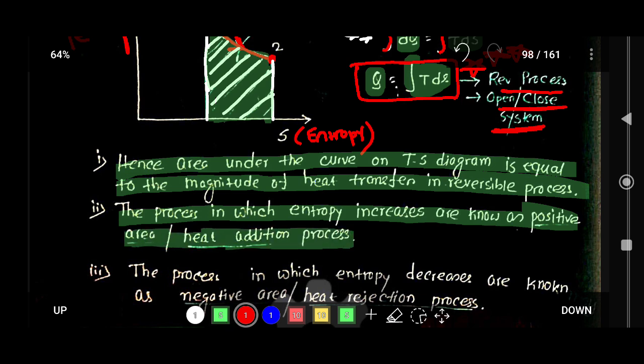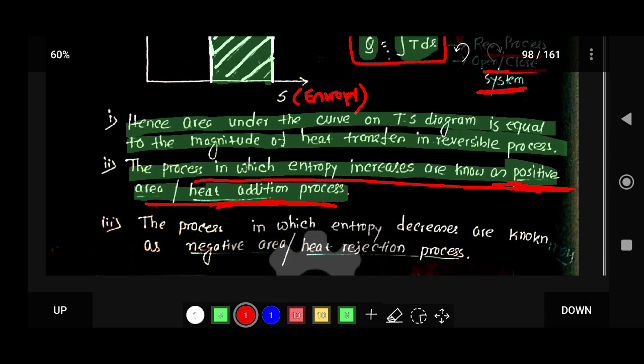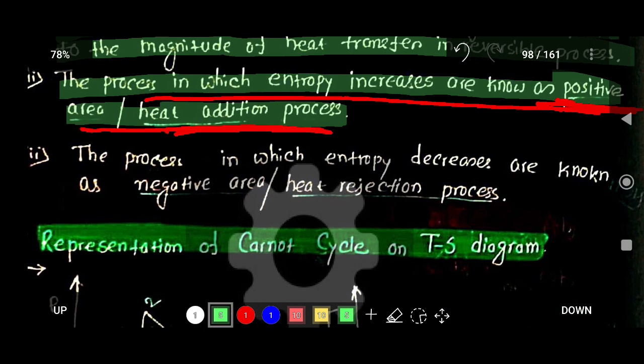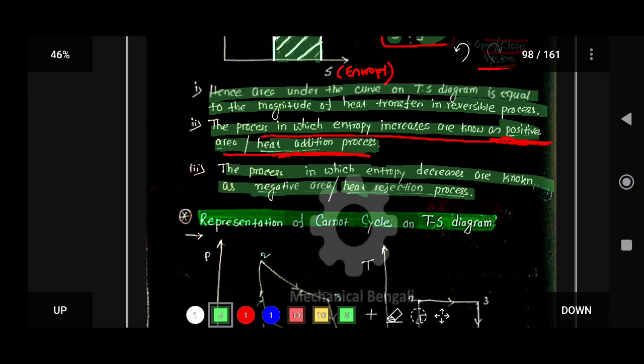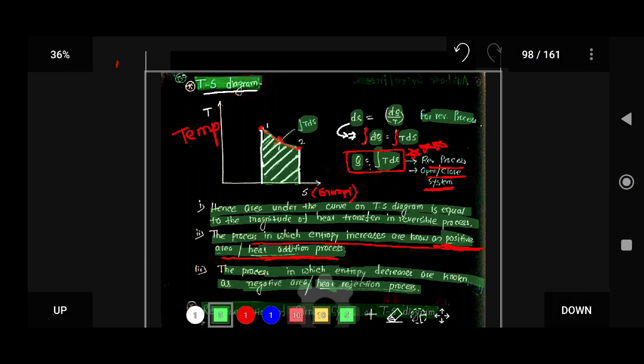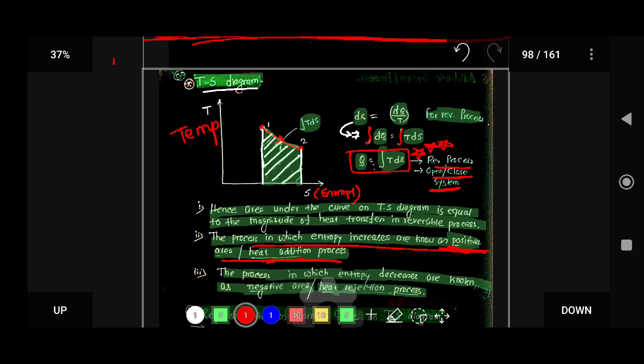As we covered in the last lecture, the process in which entropy increases is known as positive area or heat addition process, and the process in which entropy decreases is known as negative area or heat rejection process. So this is all about the TS diagram for a reversible process.